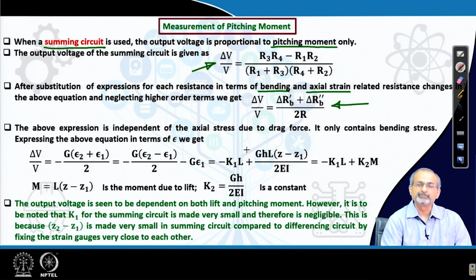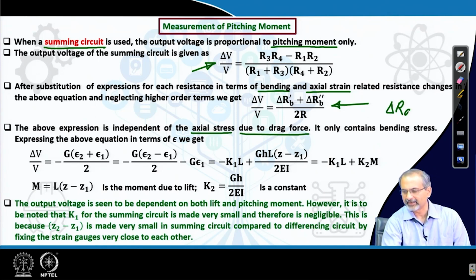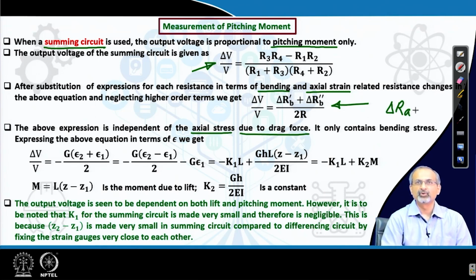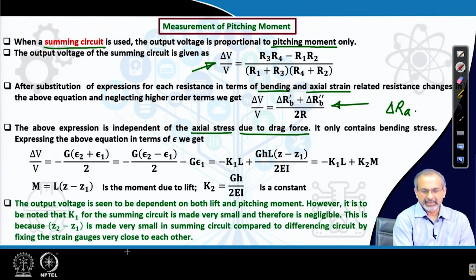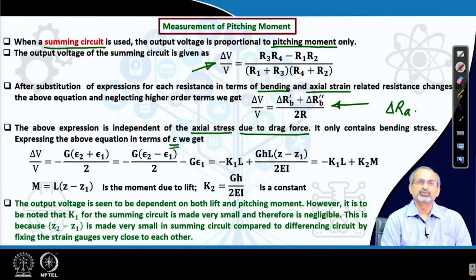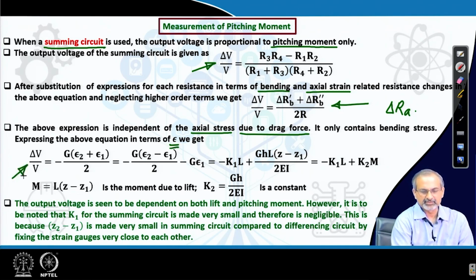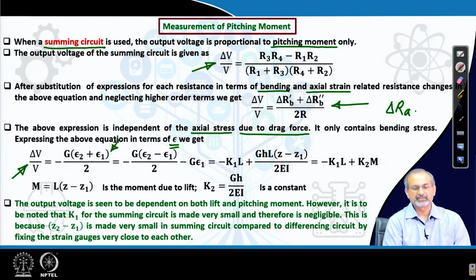expressing delta V by V in terms of the change in the resistances due to the bending effect at the two locations which correspond to the dash and the double dash locations. The above expression is independent of the axial stress due to the drag force, it is imperative, because the delta R A does not figure in this equation. It only contains the bending stress effect. Expressing the above equation in terms of epsilon, which we just discussed in the previous two slides, we can now convert that expression in terms of the epsilons. So, this is the expression you will get as a consequence.